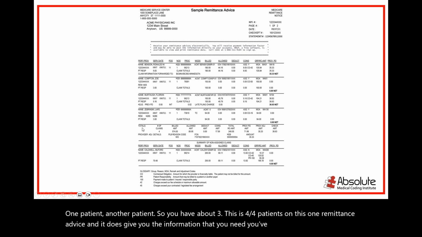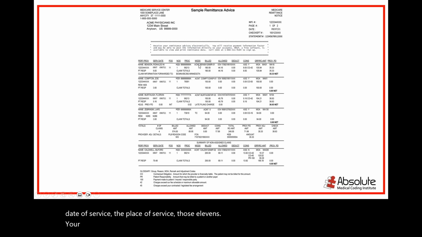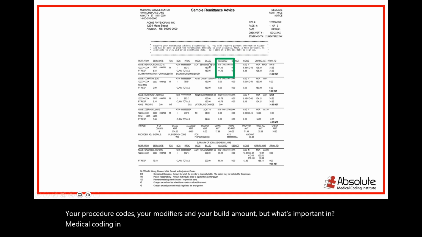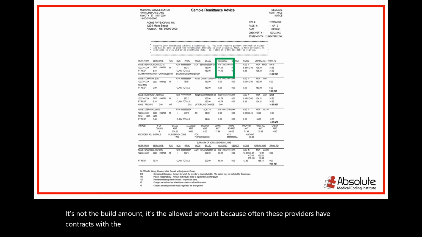You've got the patient's name, the date of service, the place of service, those 11s, your procedure codes, your modifiers, and your billed amount. But what's important in medical coding, in billing? It's not the billed amount, it's the allowed amount. Because often these providers have contracts with the carrier, and the allowed amount is the only amount that they can consider. So they're going to have to write off any excess.